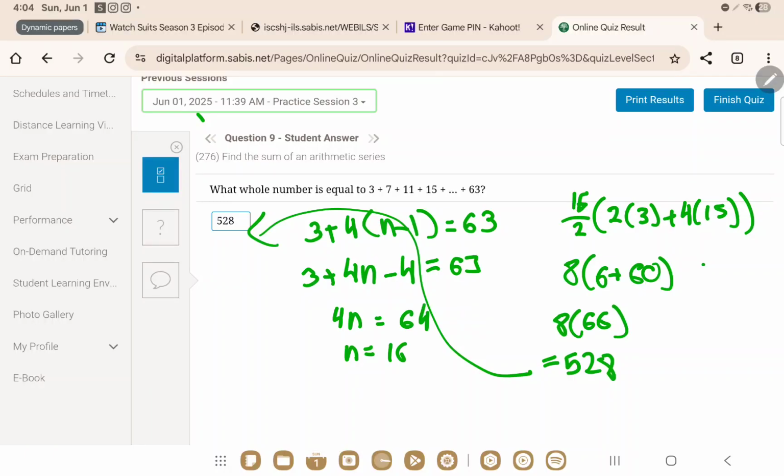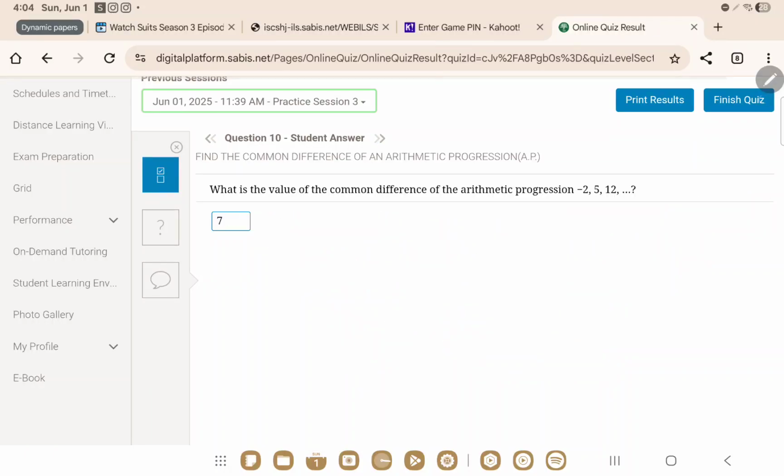Now let's move on to the next question. Okay, what's the common difference? We said just take any two consecutive terms and subtract them from each other. So 5 minus 2, which is 7, or 12 minus 5, which is also 7. So it's 7. Moving on.